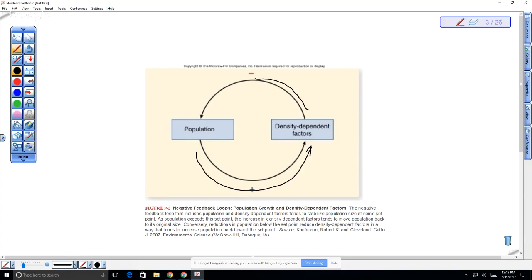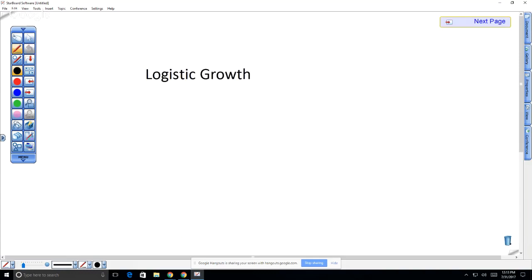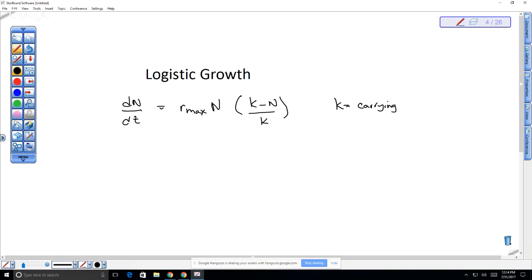So if we look at this type of reproduction, this is what is referred to as logistic growth. And it has a different equation than the exponential growth equation that I showed you. The change in population size over time is equal to R max. So there's no E in this particular one. And this is N, the population size. And then we have K minus N over K. And K is equal to carrying capacity.